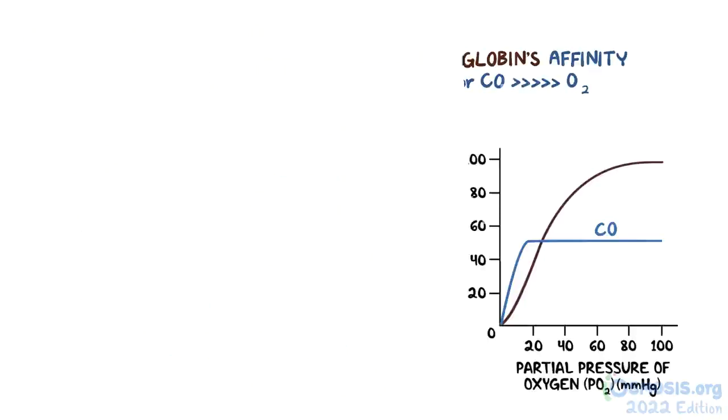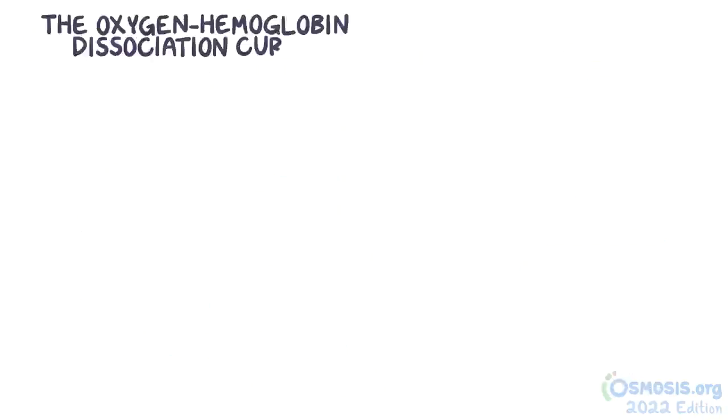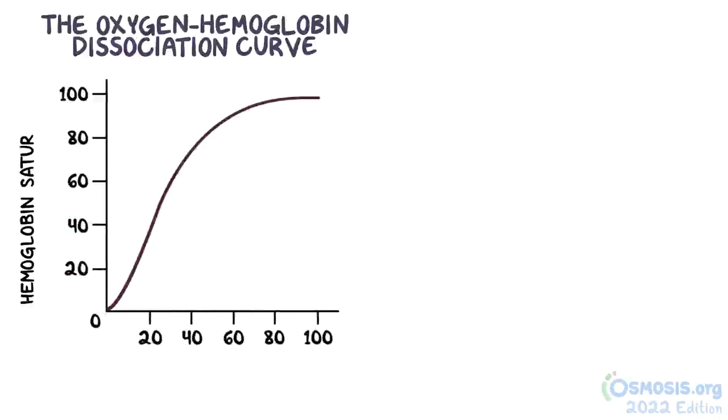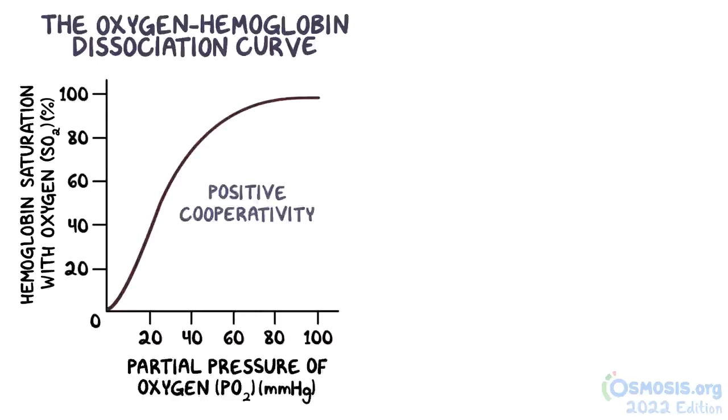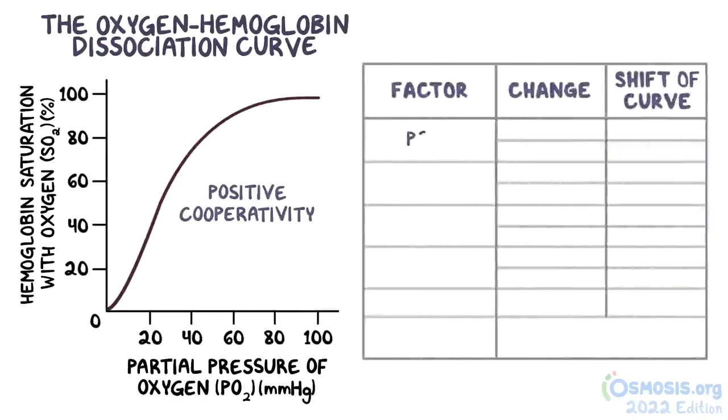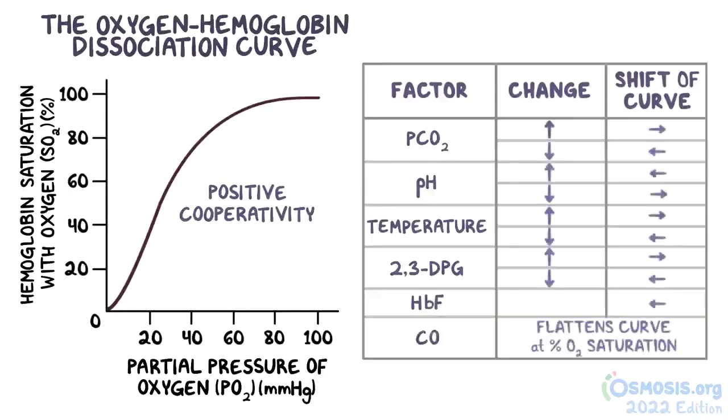Alright, as a quick recap. The oxygen-hemoglobin dissociation curve graphs the relationship between hemoglobin saturation with oxygen and the partial pressure of oxygen in the blood. The sigmoidal curve of the graph is the result of positive cooperativity, which increases hemoglobin's affinity for oxygen as more oxygen molecules bind. But factors like partial pressure of carbon dioxide, pH, temperature, 2,3-DPG, hemoglobin type, and carbon monoxide can all affect the affinity, causing a shift in the oxygen-hemoglobin dissociation curve and making hemoglobin more or less likely to unload oxygen in the tissues.